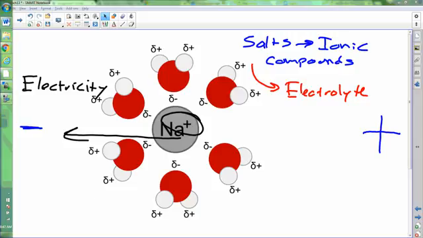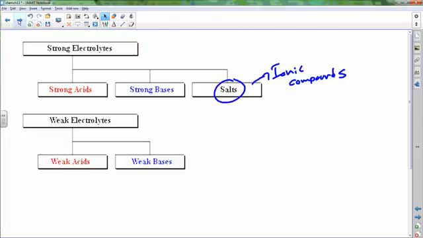Okay, let's see. So we talked about that. H2O. Okay, I skipped over the picture of the battery and the water. We did that experiment in class before. Strong electrolytes are things that are going to be able to dissolve and dissociate completely.